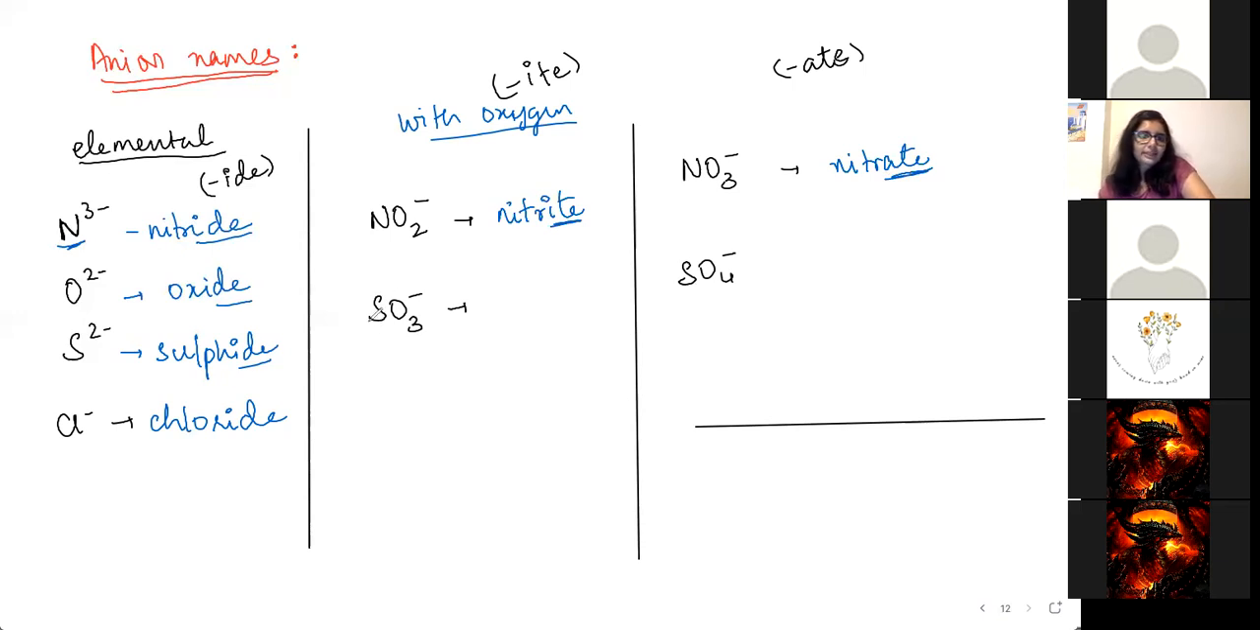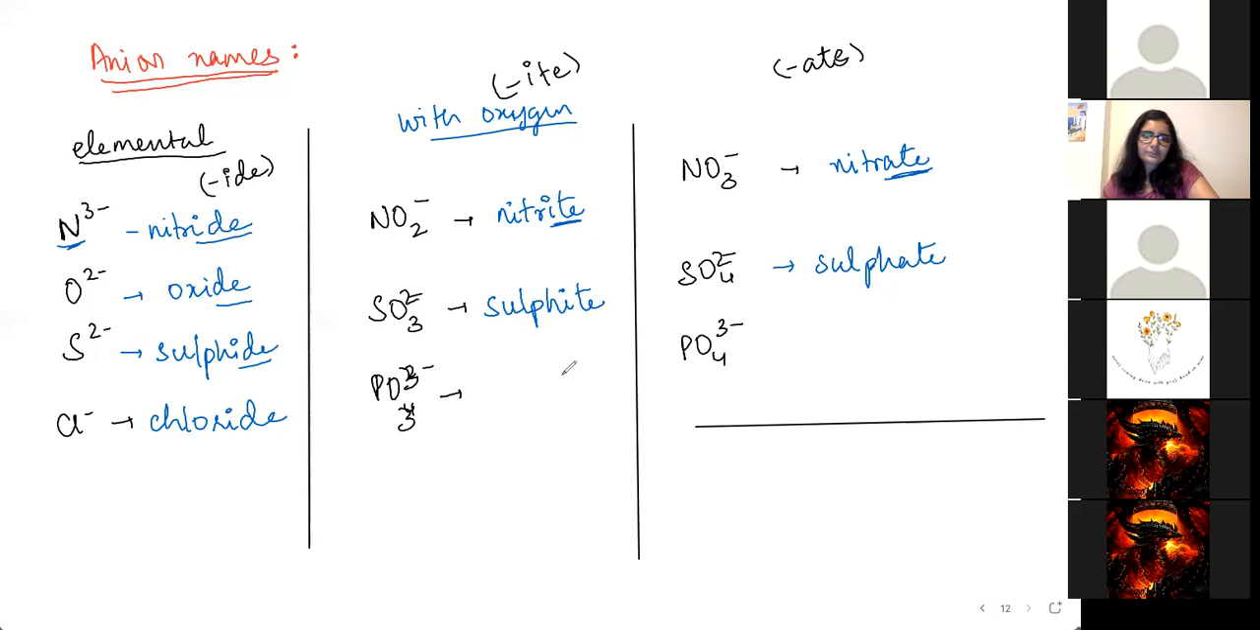Similarly, SO3 minus, what do you call it? Sulfite. Yes, T for tango, sulfite. And this will be sulfate. And let's say, sorry, I made a mistake here: PO3 2 minus, and PO4 3 minus. What's the name of these two?